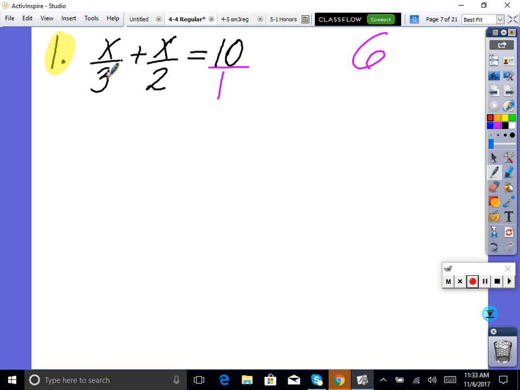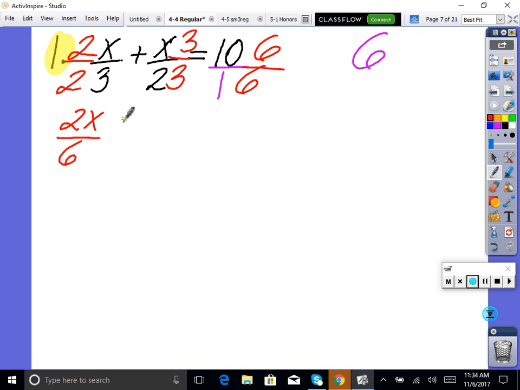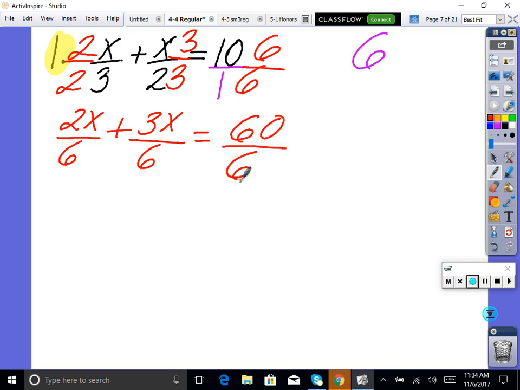How am I going to make 3 a 6? By 2 over 2. How am I going to make this a 6? 3 over 3. How am I going to make this a 6? 6 over 6. So everybody, let's rewrite what we have. We have 2x over 6 plus 3x over 6 equals 60 over 6.